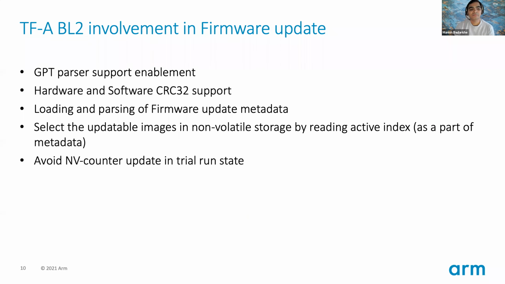So, we avoid the NV counter update in the trial run state. Trial run state is nothing but when the accepted flag is 0; at that time we don't allow NV counter update, and that implementation is also present in the TFA.